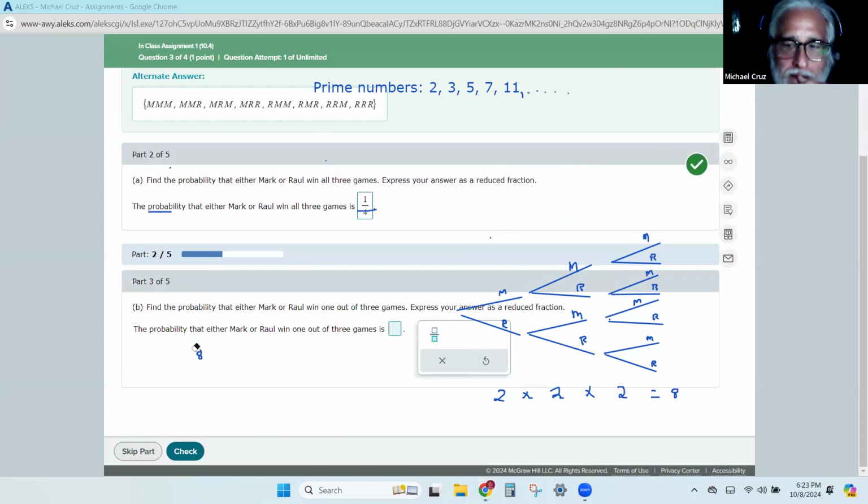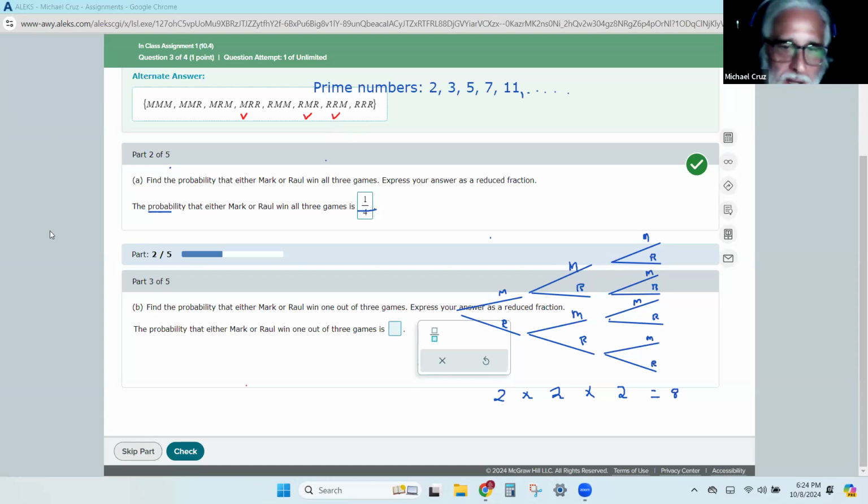Find the probability that either Mark or Raul win 1 out of the 3 games. All right. So I'm going to start with Mark, and I'm going to find the ones where Mark wins 1 out of 3. So here, Mark wins all 3. Here Mark wins 2. Here's another one where Mark wins 2. So here's one where Mark wins 1 out of 3 games. Here's another one where Mark wins 1 out of 3 games. Here's another one where Mark wins 1 out of 3 games.